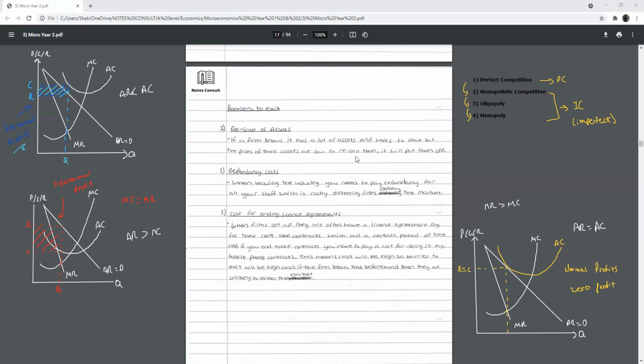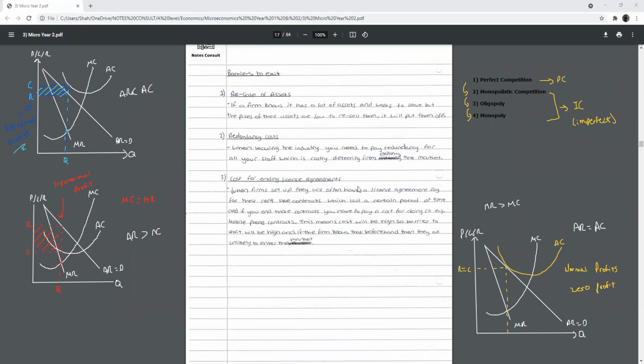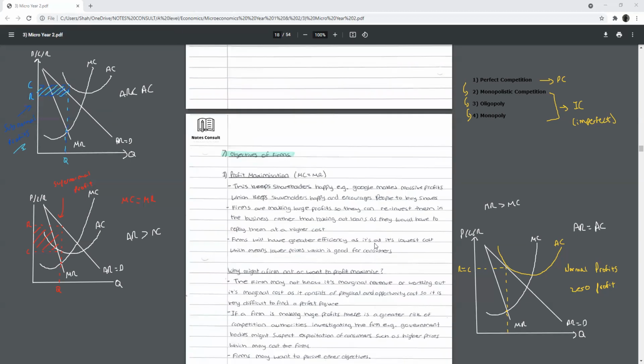So if you look at the resale of assets, if a firm has a lot of assets and wants to leave, but the prices of their assets are low now, it will put them off leaving because when they resell, they won't really get much money. Redundancy costs. So when leaving the industry, you need to pay redundancy for all your staff, which is costly, deterring firms from exiting the market. Cost of ending a license agreement. When firms set up, they will often have a license agreement, say rent contracts which last a certain period of time, and if you end those contracts early, then you might need to pay a cost for doing so. So that might even deter them.